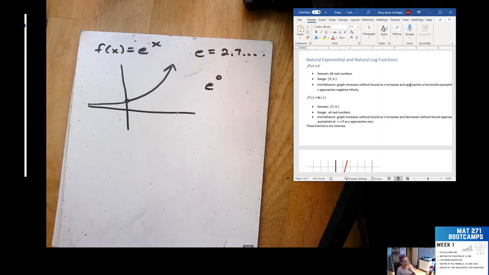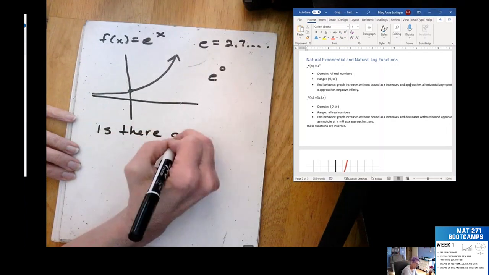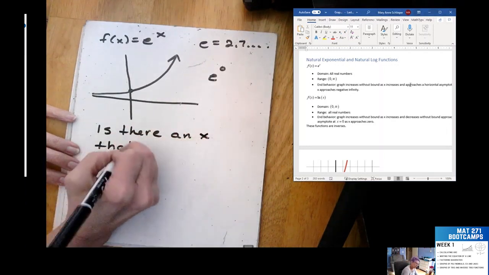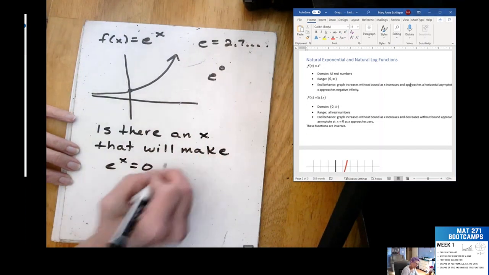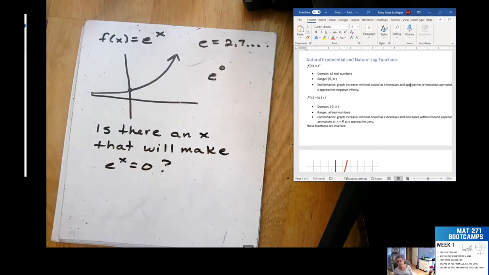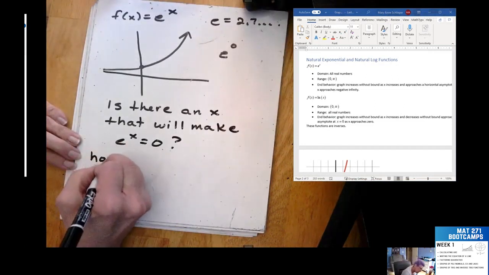Now, is there anything I can plug in there? Is there any x that will make e to the x equals 0? No. So it's never going to get to 0. It's going to get closer and closer and closer. It is going to get so close that if you plug it into your calculator, it's going to give up and call it 0. But it's not really 0. It's just really, really close to 0. So this has a horizontal asymptote.